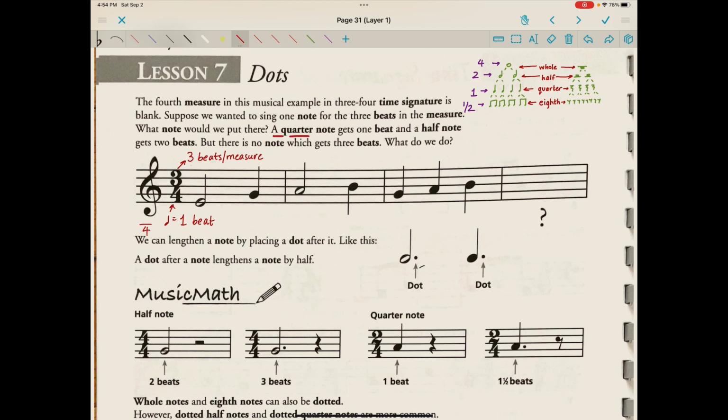A quarter note gets 1 beat. Exactly, we figured that out. And a half note gets 2 beats. Right, we figured that out. But there's no note which gets 3 beats. And remember, our time signature tells us that we need 3 beats in every measure. So is there a single note that we can use to fill in this measure? What do we do?